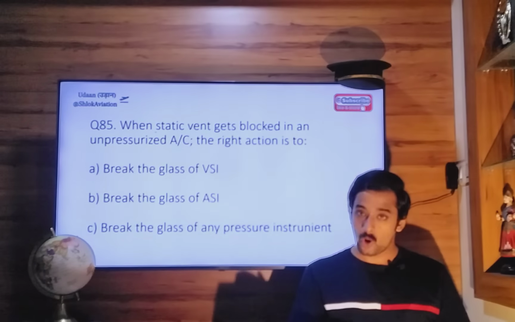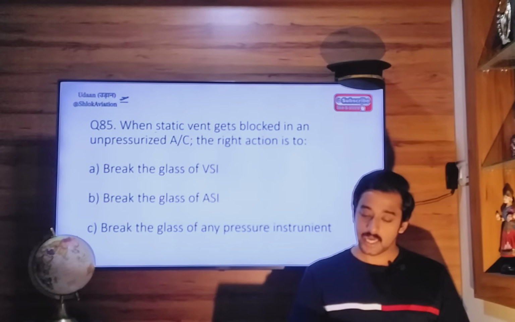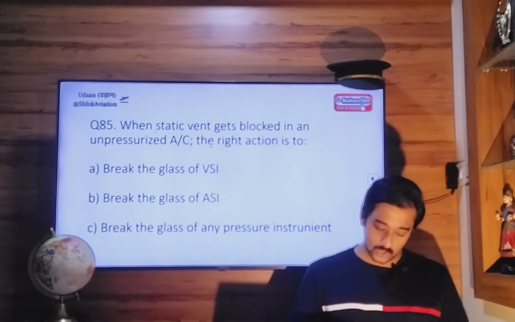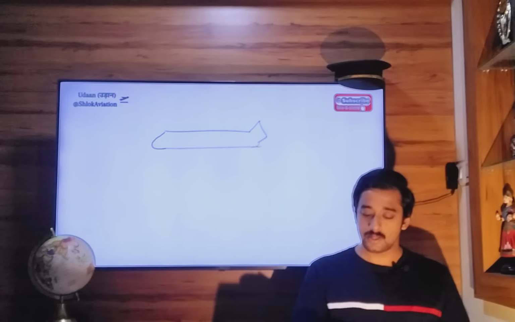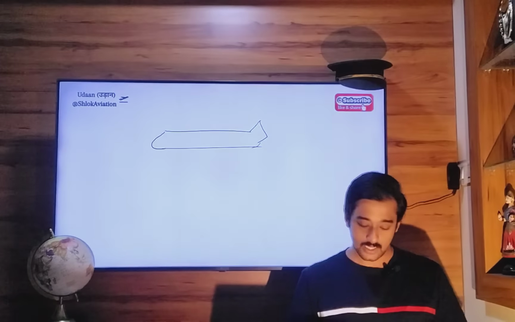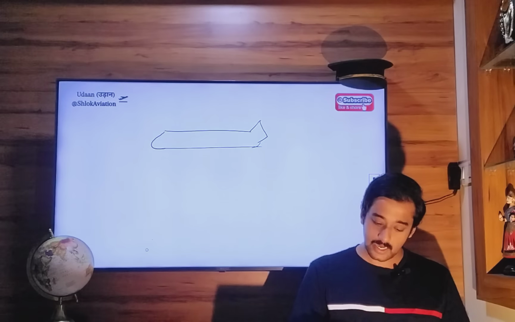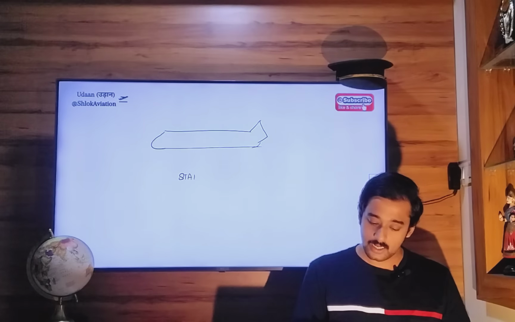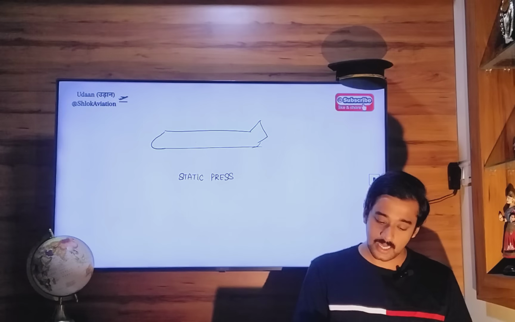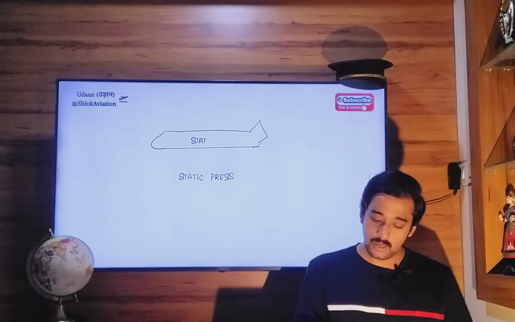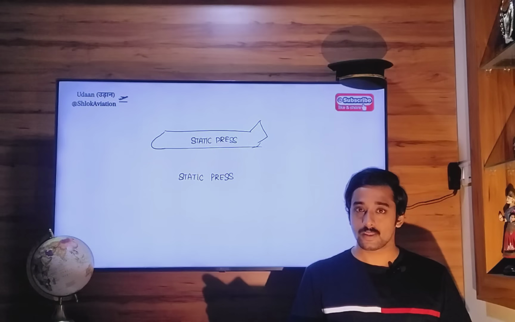Static vent gets blocked in an unpressurized aircraft. The right action is to do what? So this is, let's say, your unpressurized aircraft. Unpressurized aircraft means this aircraft will not be pressurized. The static pressure outside this aircraft will be equal to the static pressure inside the aircraft, right?